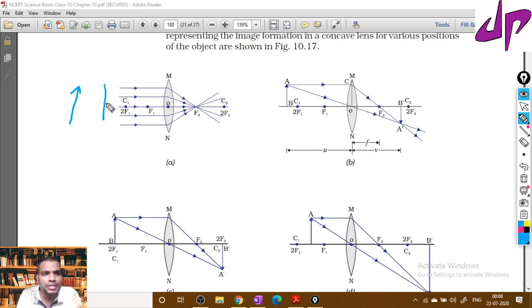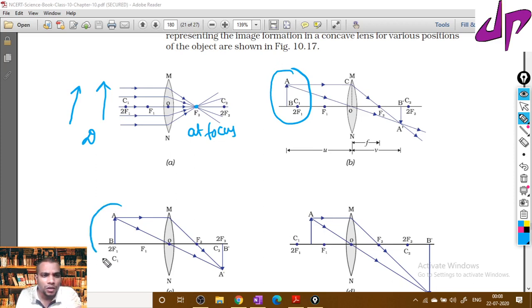If the object is here, we can say it is at infinity, so we can predict the image is at focus. Like that, we will change different positions in front of the convex lens, and we will notice where the image will be. In all these cases, if the object is just beyond 2f, the image is between f and 2f. So here we need to see what type of image this is.